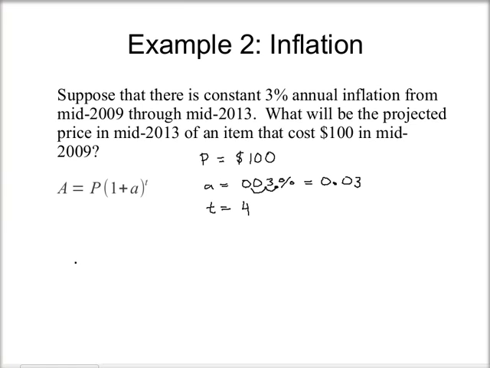Now I can just plug that into my formula to figure out what the price is going to be in 2013. So that's going to be $100 times (1 plus 0.03) to the power of 4. And if I put that in my calculator, I'm going to get $112.55. So 4 years later, the price has gone up by $12.55.